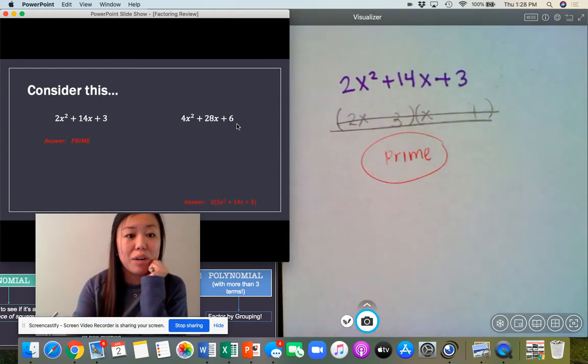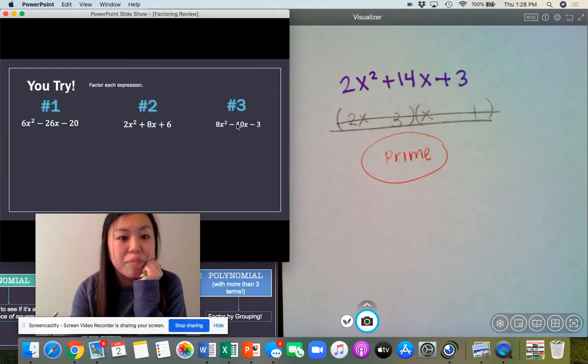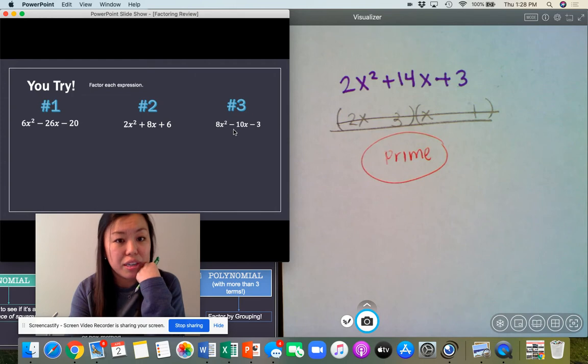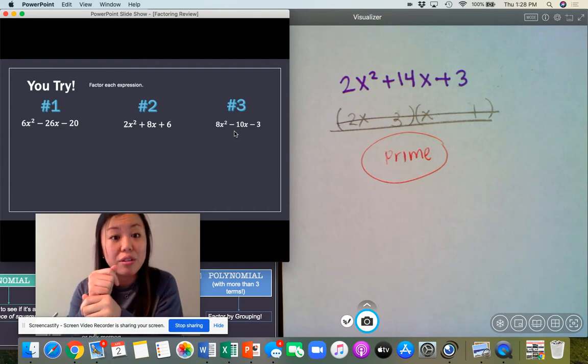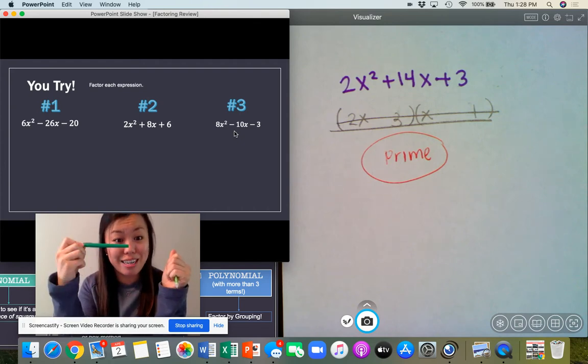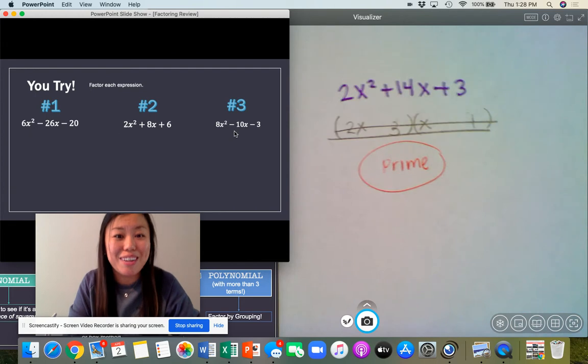So what I want you to do now is to try out these 3 examples. On the left-hand side, you have 3 examples here. You can pause the video for a moment, try them out on your own, and then unpause the video to check your answers with the colored pen. So go ahead, pause the video. Let's see what you can do.